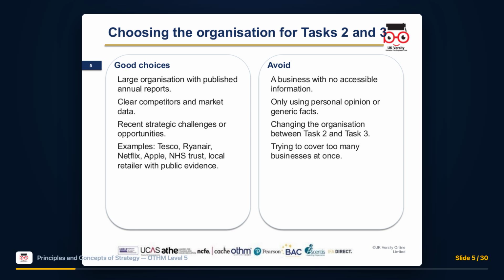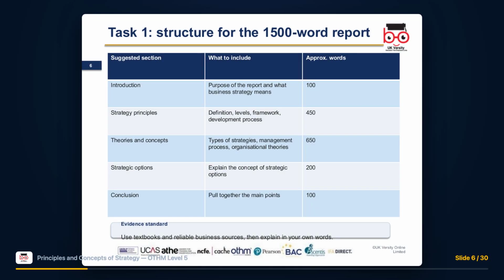Good choices are large organisations with published annual reports, clear competitors, and recent strategic challenges, for example Tesco, Ryanair, Netflix, Apple, an NHS trust, or a local retailer with public evidence. Avoid a business with no accessible information, relying only on personal opinion, or changing the organisation between Task 2 and Task 3. Here's the structure for the 1,500-word Task 1 report.